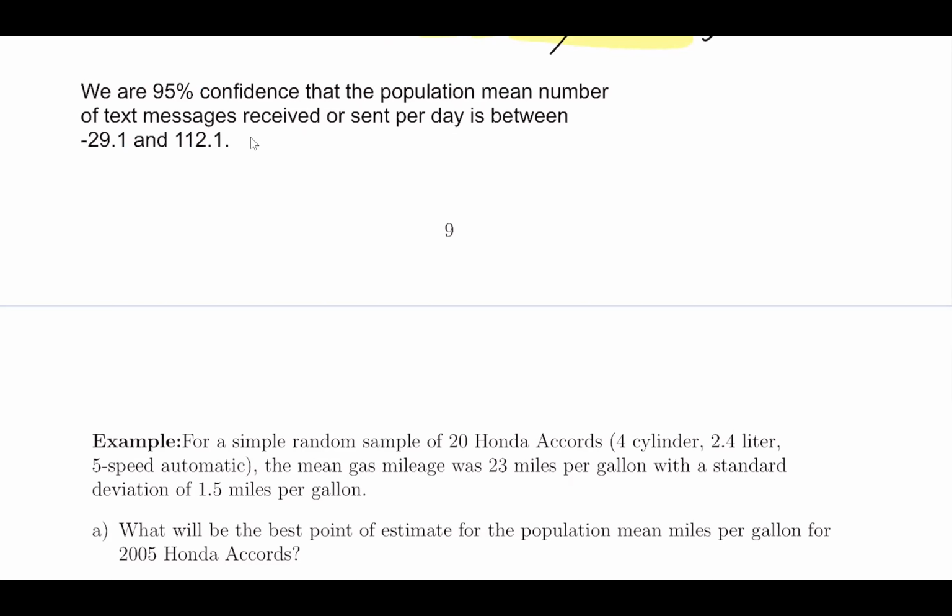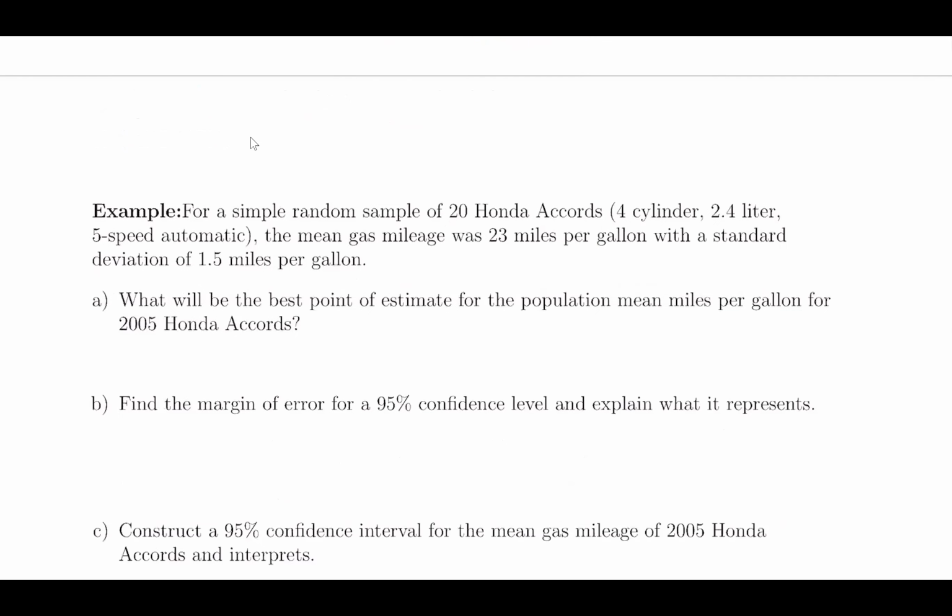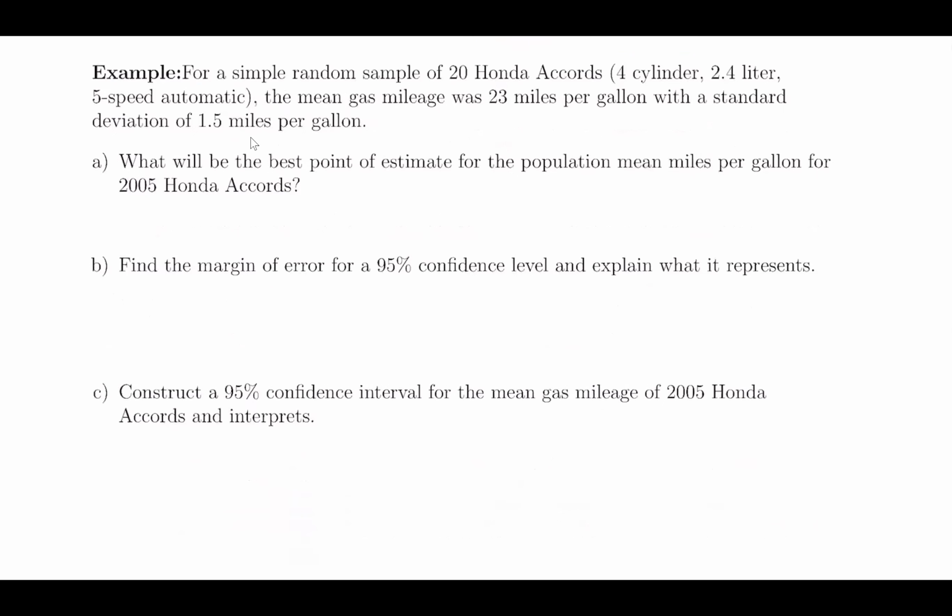All right, any question for this one? All right, so let's go on to this next one. It says, for a simple random sample of 20 Honda Accords, the mean gas mileage was 23 miles per gallon with a standard deviation of 1.5 miles per gallon. The first part asks, what would be the best point estimate for the population mean miles per gallon for a 2005 Honda Accord? So that's asking for the point estimate.